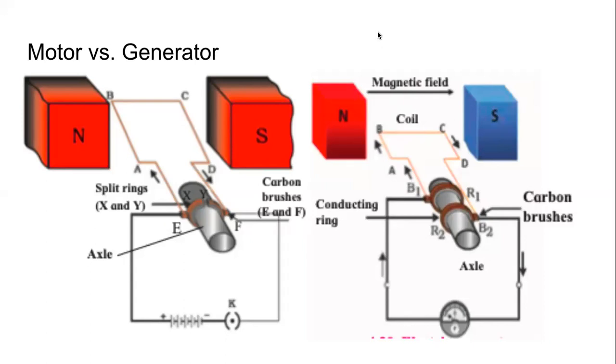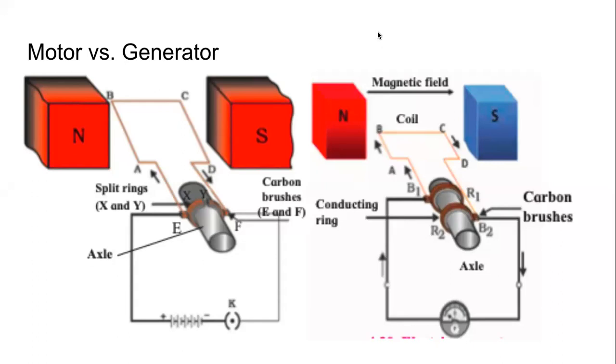What I mean is that on the screen right now, on the left hand side we have a DC motor, on the right hand side we have an AC generator. If I just change the left hand side diagram so that, in place of the battery, I put a galvanometer, then the diagram will become a DC generator.